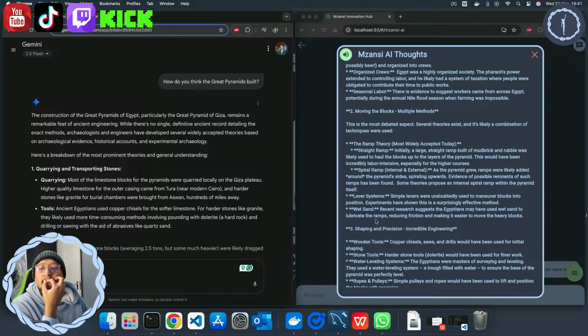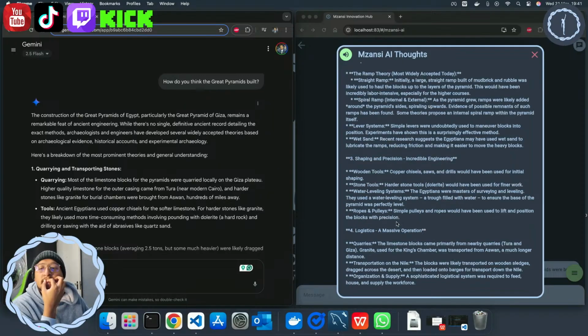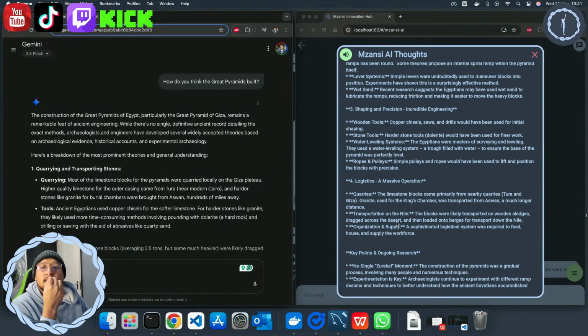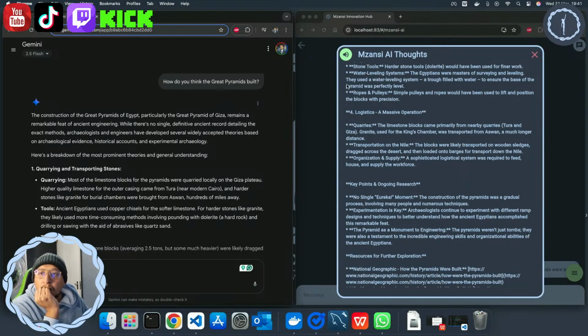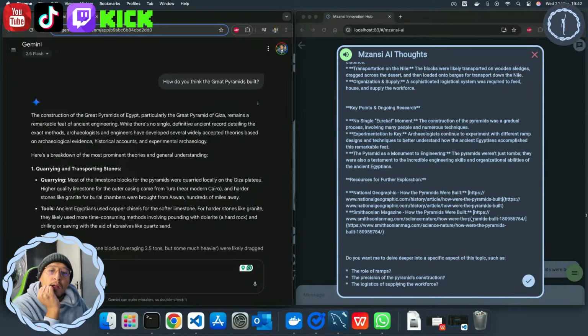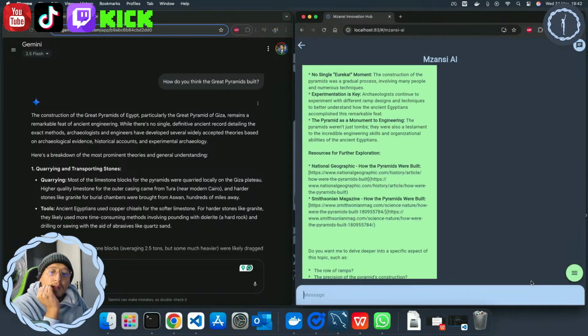3. Shaping and precision, incredible engineering. Wooden tools, copper chisels, saws, and drills would have been used for initial shaping. Stone tools, harder stone tools, dolerite, would have been used for finer work. Water leveling systems. The Egyptians were masters of surveying and leveling. They used a water leveling system, a trough filled with water, to ensure.